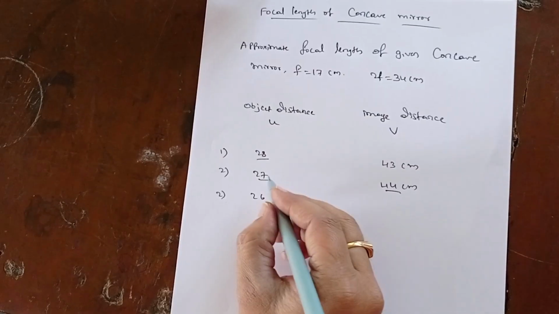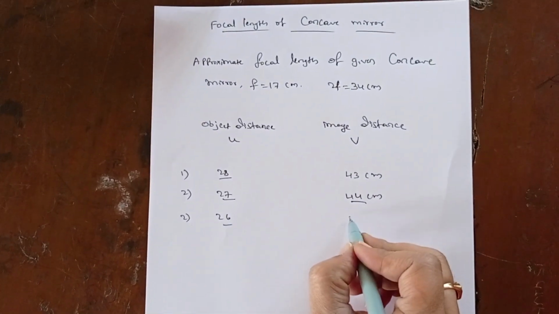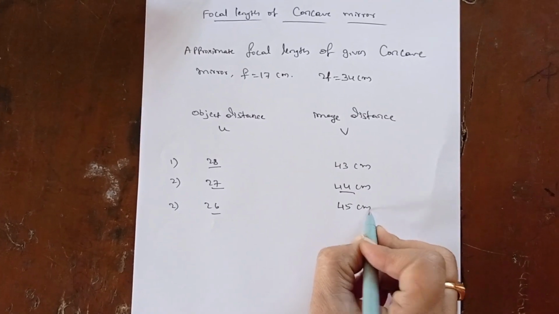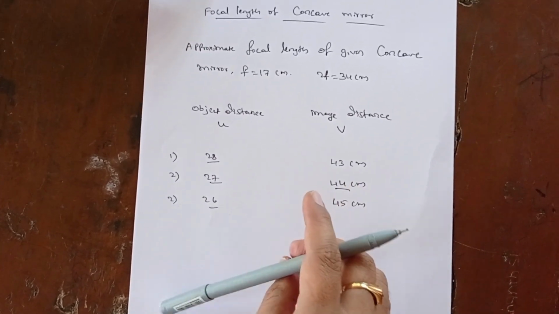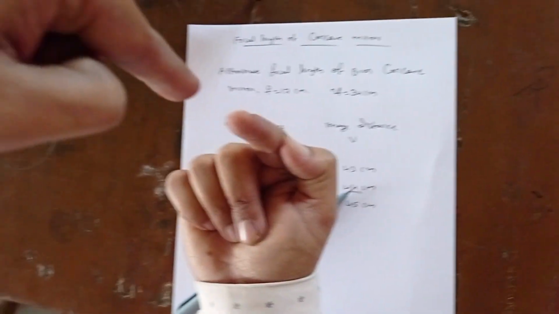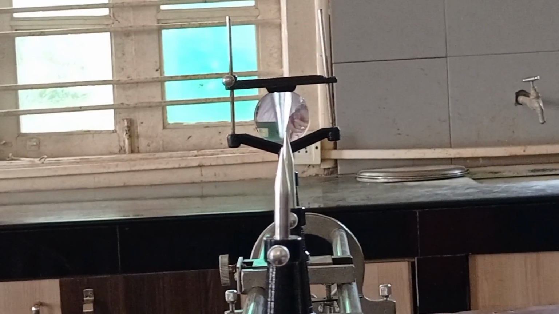For the next reading we have to do a 1 centimeter variation, and for that variation you have to find the image. Like that it is 45 centimeter. In all the readings you are observing the coinciding nature. You have to observe the object pole and image pole, this is how you remove the parallax. You have to observe like this.